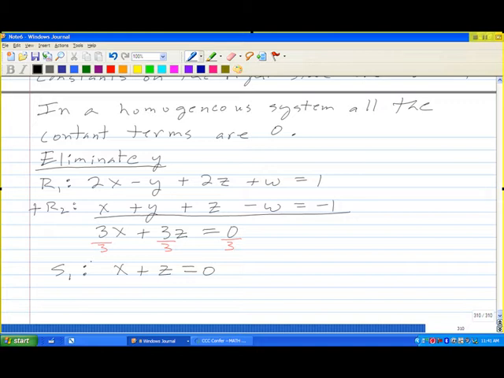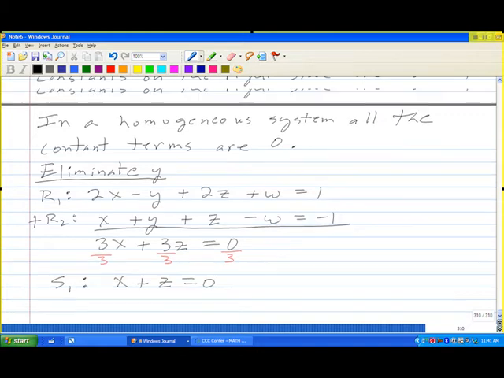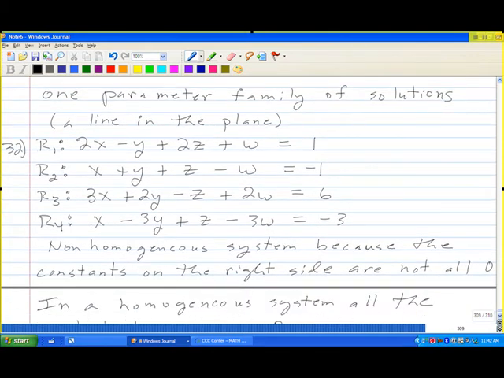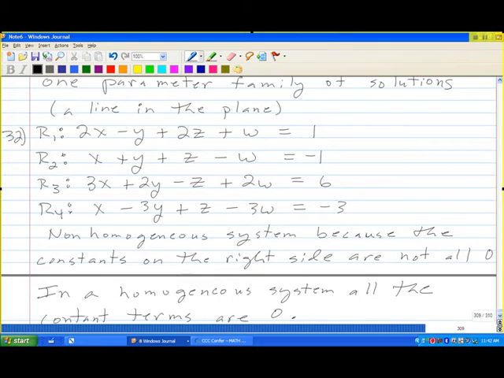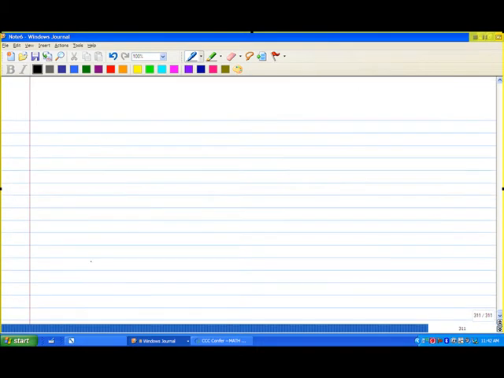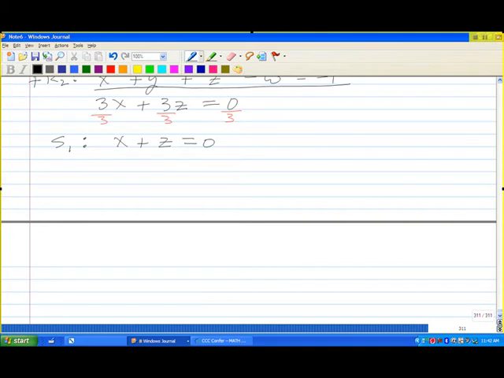Okay, I have to keep eliminating all of my y's. Let me do that. If I look here, I can add the second, third, and fourth equations, and that will eliminate all of my y's. So let's just do R2 plus R3 plus R4.